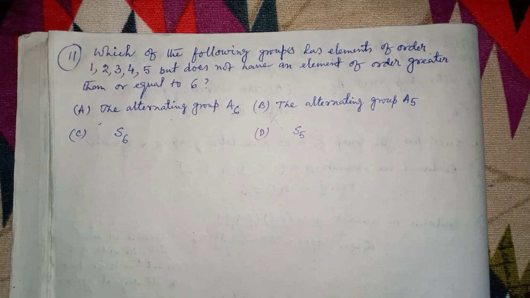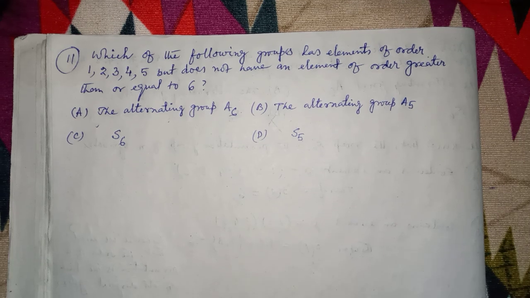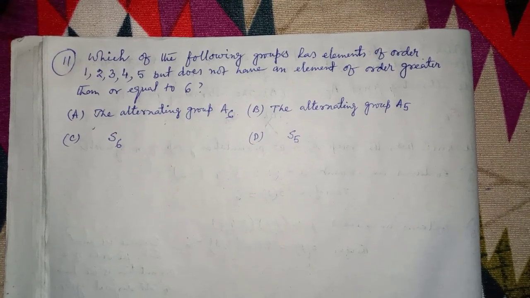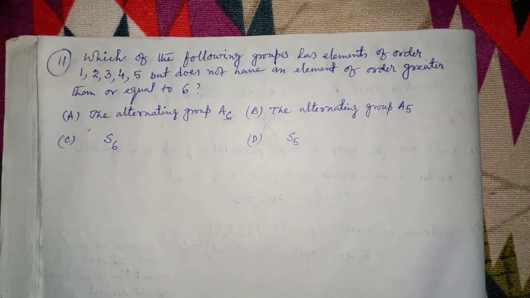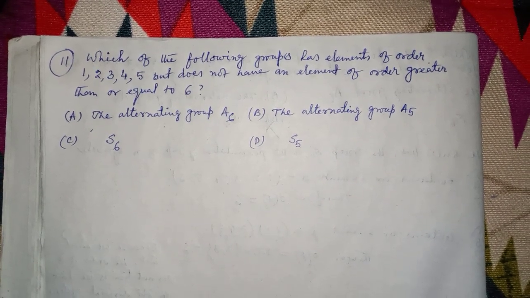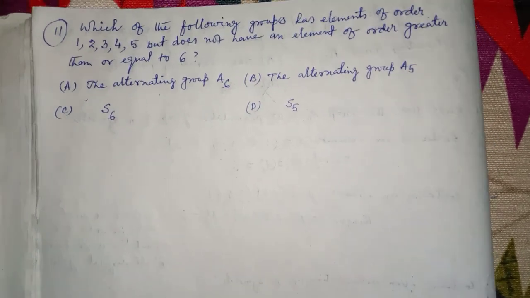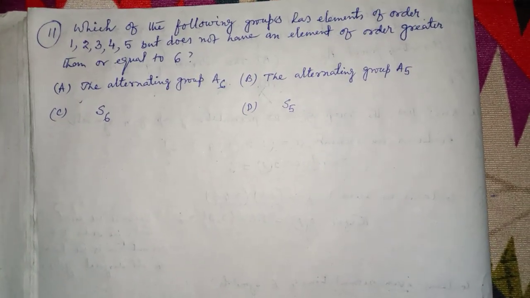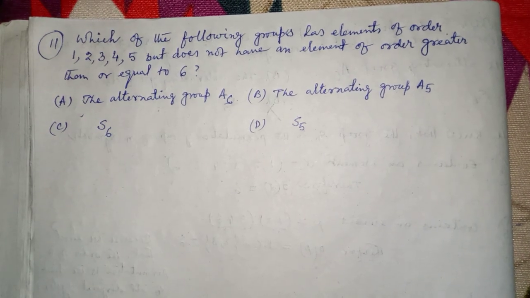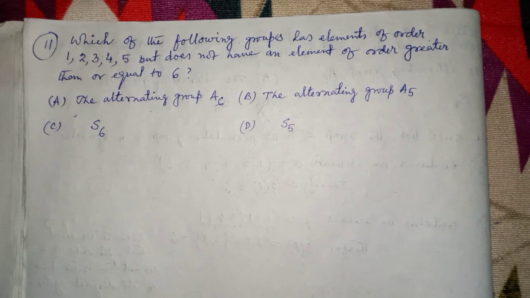from abstract algebra, and the question is, which of the following groups has elements of order 1, 2, 3, 4, 5 but does not have an element of order greater than or equal to 6? Here 4 options are given. Option A, the alternating group A6. Option B, the alternating group A5. Option C, S6, and option D, S5.